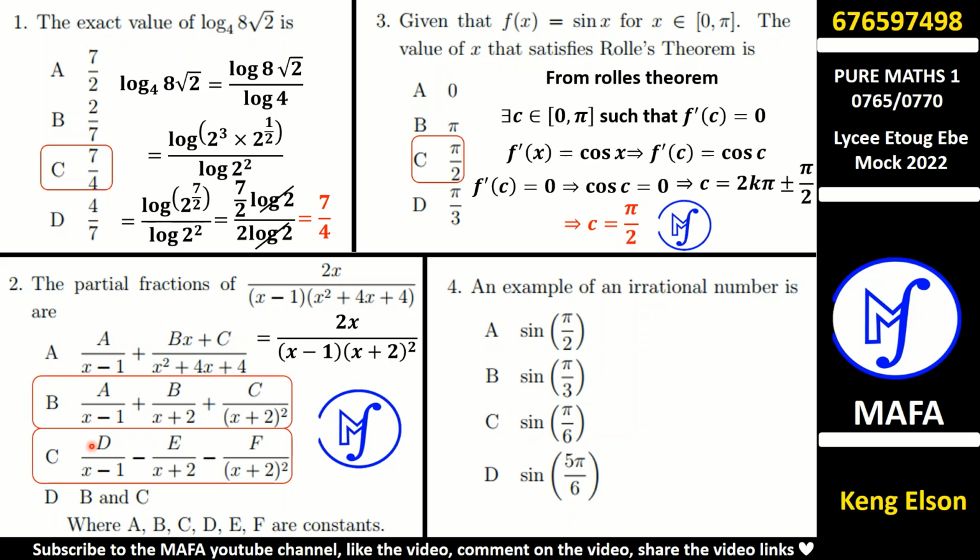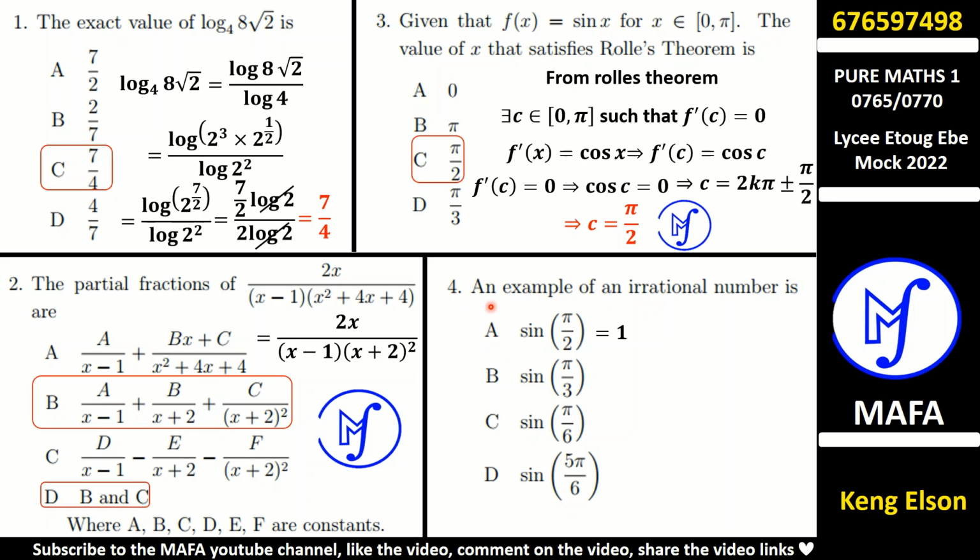So option D is going to be correct because B says you have A over a linear factor plus B on x plus 2 then plus C on (x plus 2) all squared. It is equivalent to option C because D, E and F are also constants. I can take the negative sign and attach it to E and I call it B. It is still a constant. So option C says D on x minus 1 minus E on x plus 2 minus F on (x plus 2) all squared. It is similar to option B. So we are going to take option D being correct since option B and option C are both correct.